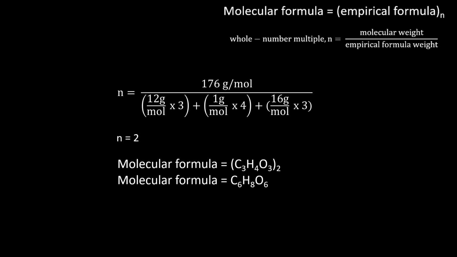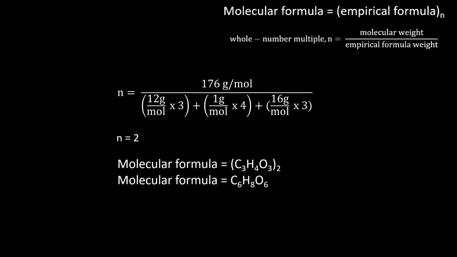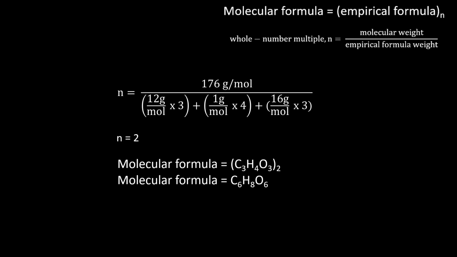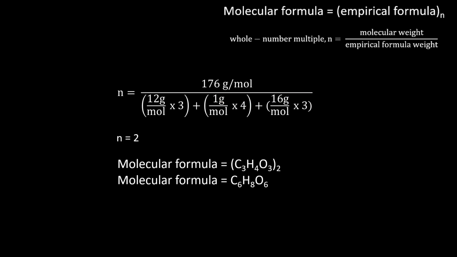How to determine the molecular formula for ascorbic acid? We need to find n first, the whole number multiple. So how to find the whole number multiple n? Molecular weight, so the molar mass, divided by the empirical formula weight. The molar mass of ascorbic acid given is 176 gram per mole, divided by the empirical formula weight. The empirical formula is C3H4O3.